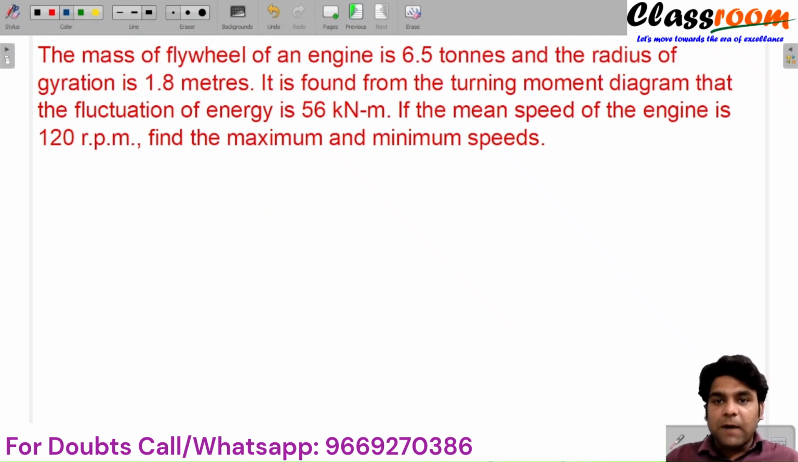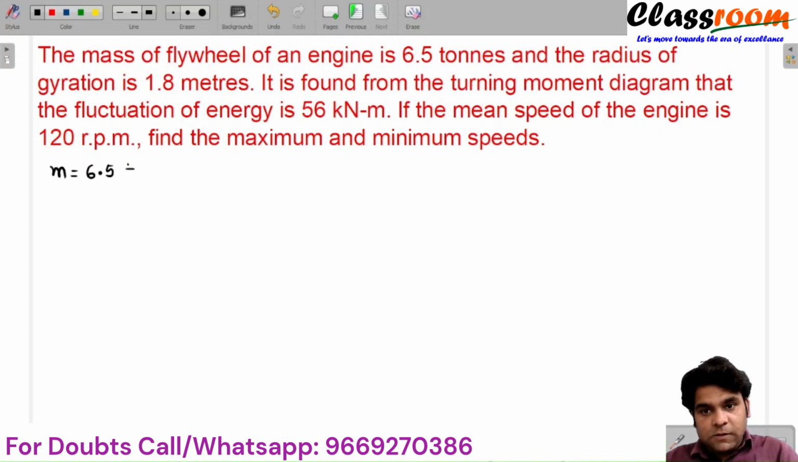Consider this problem. The mass of a flywheel of an engine is 6.5 tons and the radius of gyration is 1.8 meters. The mass of the flywheel is 6.5 tons, which can be written as 6500 kg, since 1 ton is 1000 kg. And the radius of gyration, small k, is equal to 1.8 meters.